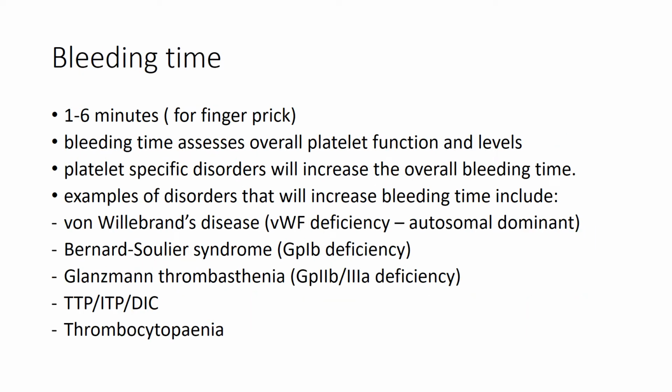Bleeding time, normal between 1 to 6 minutes. Bleeding time assesses overall platelet function and levels. Platelet-specific disorders will increase the overall bleeding time. Examples of these disorders are von Willebrand disease, Bernard-Soulier syndrome, Glanzmann thrombasthenia, TTP, ITP, and disseminated intravascular coagulation, and thrombocytopenia.